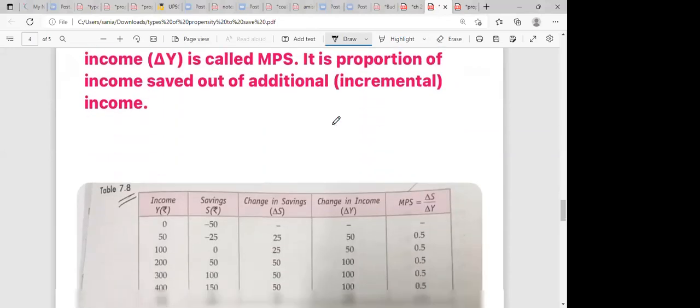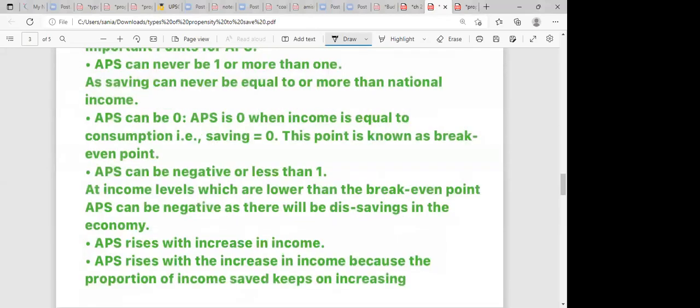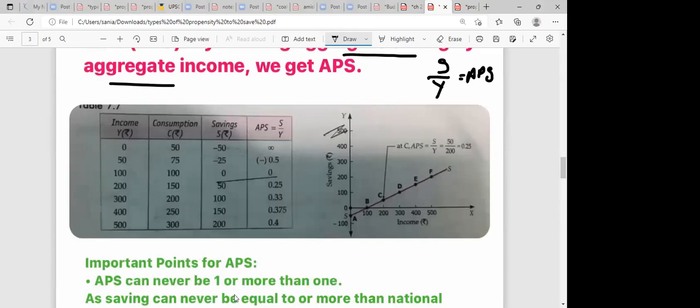MPC and APC. Okay, APC and MPC, the difference. Yeah, that we should do today. MPC fully and the difference. Okay. We did.